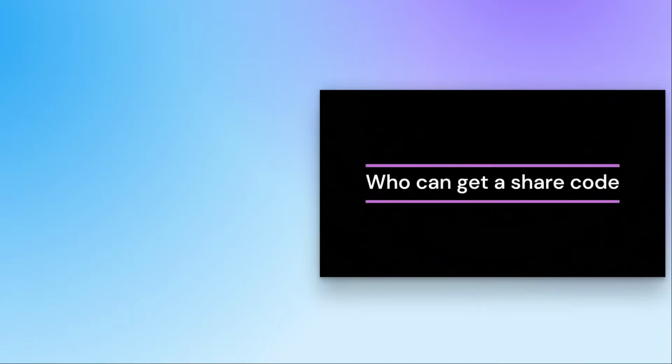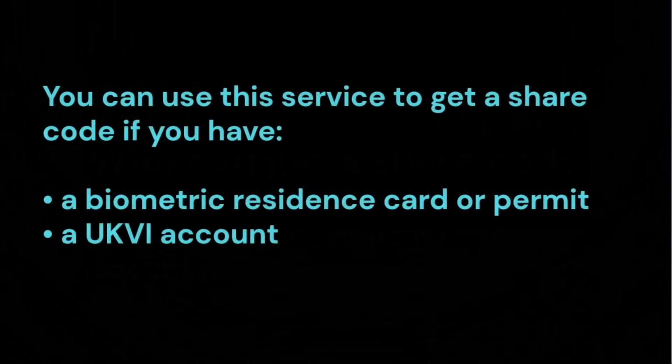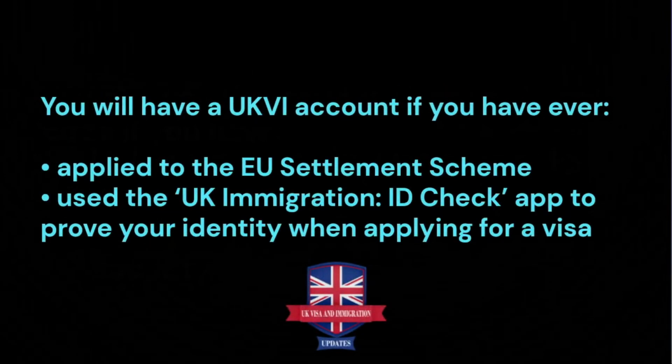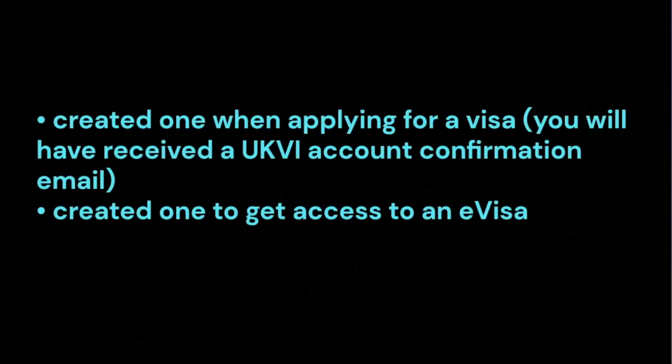Who can get a share code? You can use this service to get a share code if you have a biometric residence card or permit, or a UKVI account. You will have a UKVI account if you have ever applied to the EU Settlement Scheme, used the UK Immigration ID Check app to prove your identity when applying for a visa, created one when applying for a visa, received a UKVI account confirmation email, or created one to get access to an e-visa.